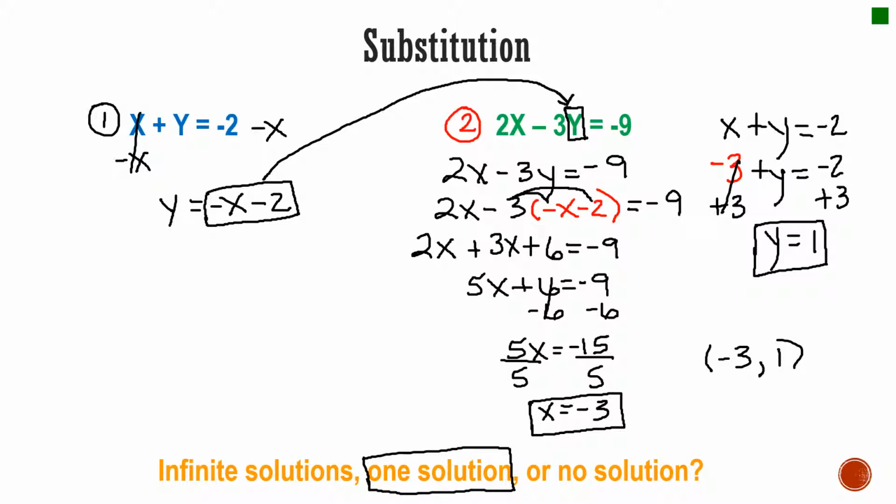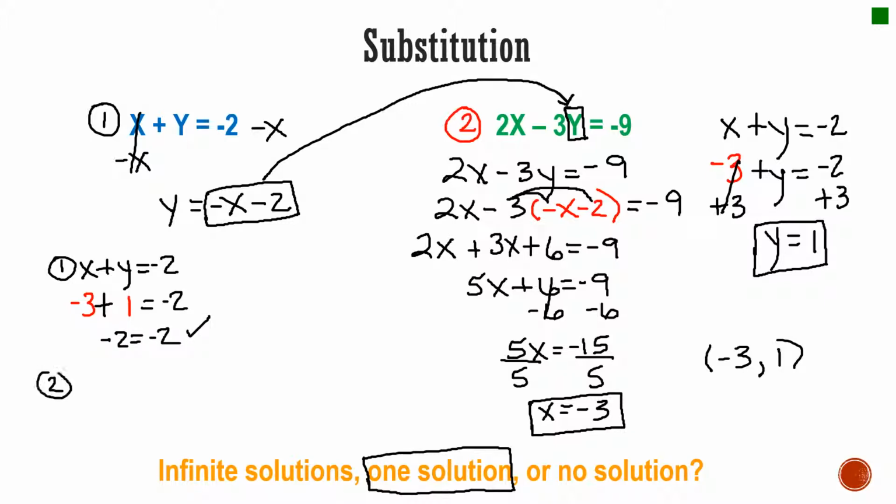Now, I always like to check my answers here. And so what we do to check our answer is we take that negative 3, 1 and put it back in both equations just to make sure it checks out. So equation 1 was x plus y equals negative 2. So I'm going to put in my x coordinate, negative 3, plus my y coordinate, 1, and that's going to equal negative 2. So negative 3 plus 1 is negative 2, and that checks out.